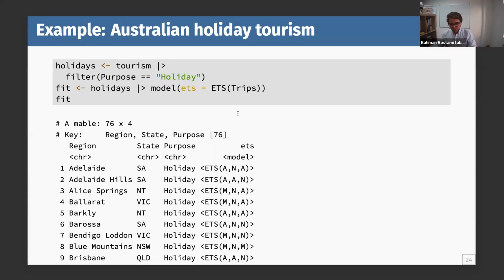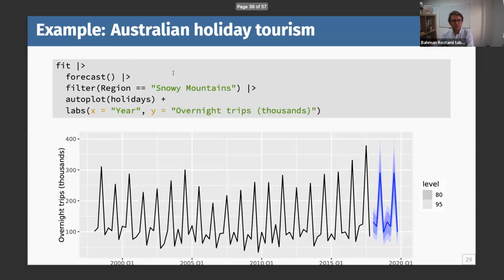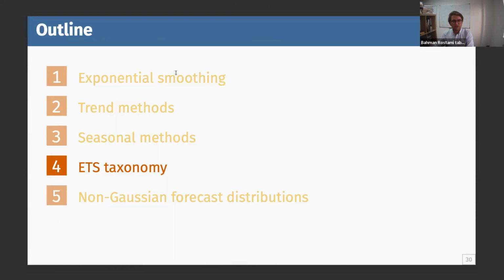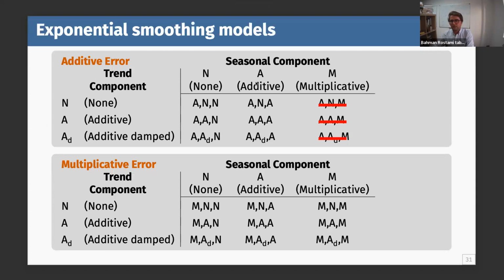Okay, I think I have 15 minutes, so I need to speed up a little bit here. So I have looked at this example. Okay, so this is basically the taxonomy of the ETS. So we have looked at them before. So we have a column for trend, another one for seasonal components, and then we have 2 types of errors, additive or multiplicative. And the combination of this will create different models. In total, as you can see, we have 9 here, right? And then 9 here, so we'll have 18 different models.